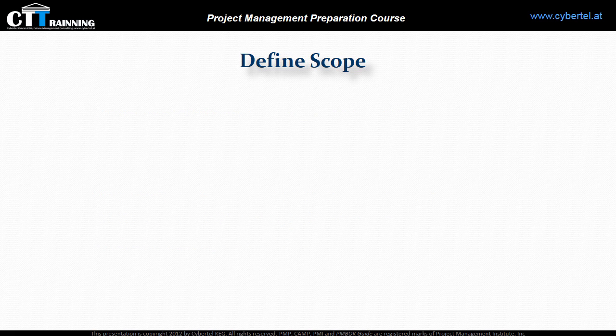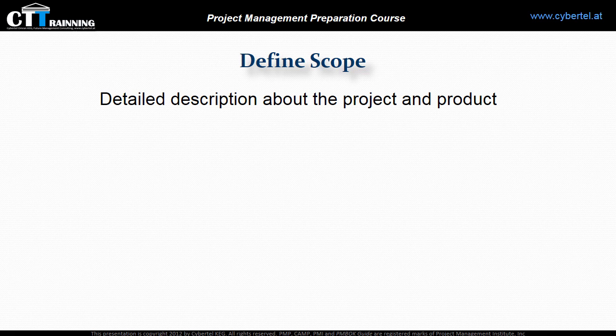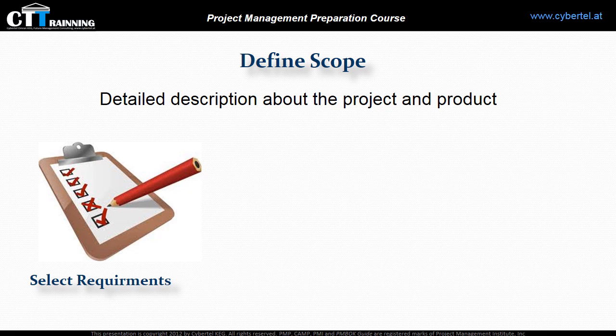Define scope. In this process, we develop a detailed description of the project and the product. Here we try to find a relation between the requirements defined in the requirements documentation and the scope of the project, because oftentimes some requirements identified in the collect requirements process are not needed in the project. Here in the define scope process, we define the final needed requirements for the project.